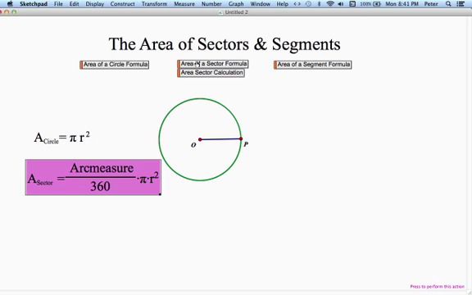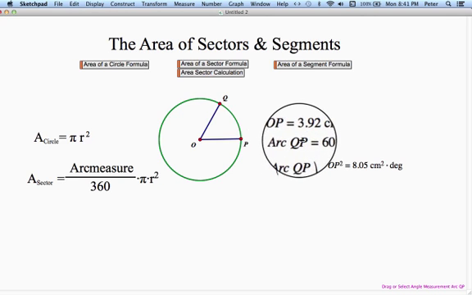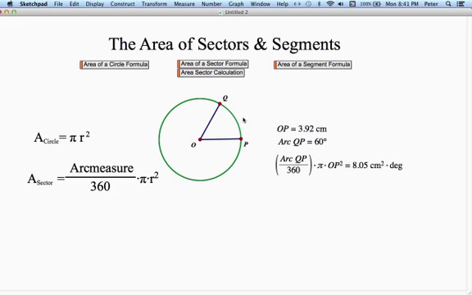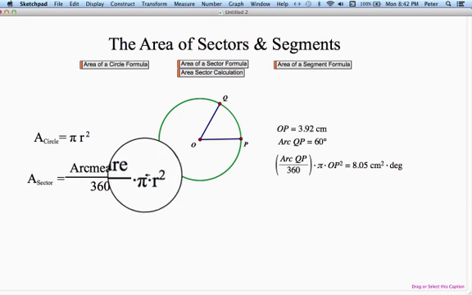Now you'll recall that a sector is a portion of a circle. So, for instance, sector QOP is part of circle O, and the fact that arc QP measures 60 degrees tells us that this is 60/360ths, or 1/6 of the entire area of the circle. So I'm going to take the measure of the arc divided by 360 times the area of the entire circle, and I'll get the area of the sector.